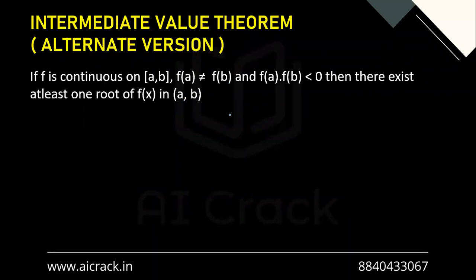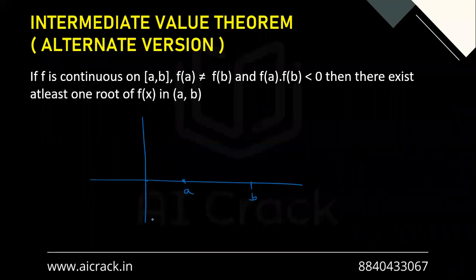Now the more practically used in examinations is the intermediate value theorem, alternative version. So what this says is, let's say this is the a value and this is the b value over here. Now it says that f(a) is negative and let's say f(b) is positive. It can be vice versa too: f(b) can be negative and f(a) can be positive, both ways. Let's take one example. Over here f(a) is negative, f(b) is positive, right? So this is f(b) and this is f(a).